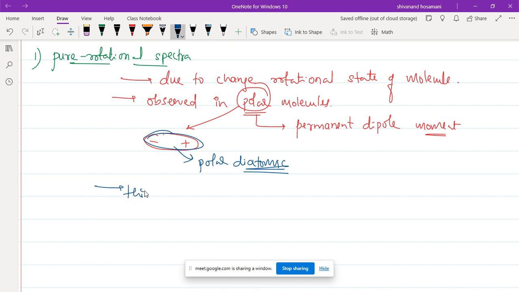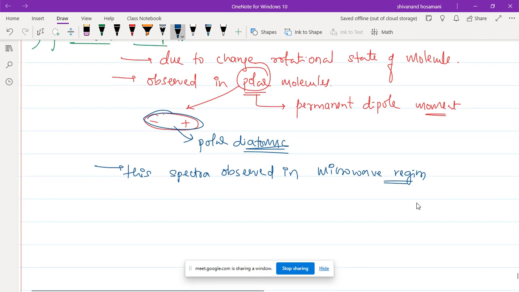This spectra is observed in the microwave region, and besides the microwave region, we may have it in the far infrared also. We call it FIR, far infrared.